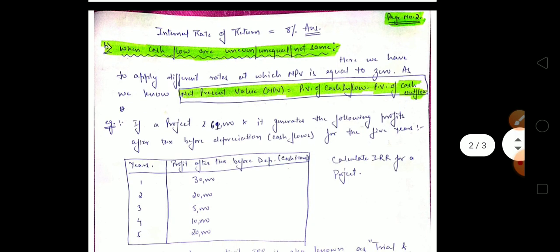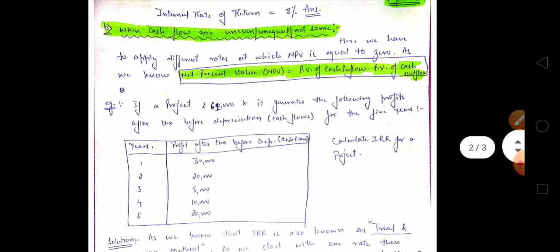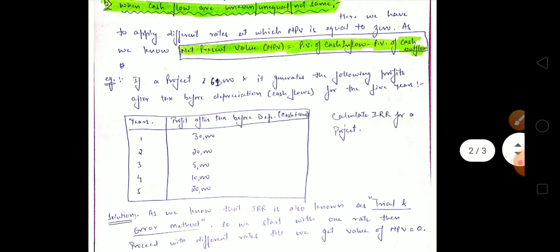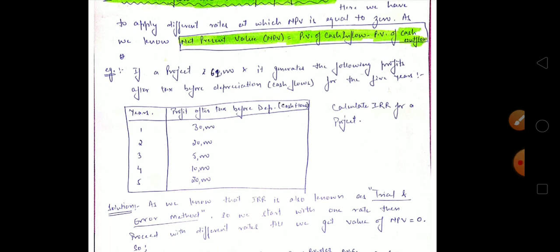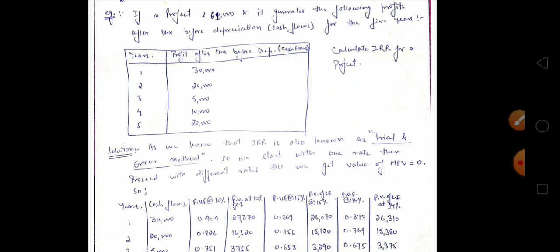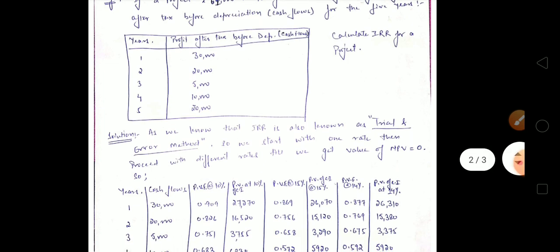The second case is when cash flows are uneven, unequal, or not the same. Here we have to apply different rates at which NPV is equal to 0. We know how to find NPV; we discussed that in the previous lecture. NPV is the difference between the present value of cash inflow and the present value of cash outflow. Let's take an example. The project costs rupees 61,000 and it generates the following profits, that is, profit after tax before depreciation. We know that the cash flows are equal to profits after tax before depreciation, given for 5 years: 30,000, 20,000, 5,000, 10,000 and 20,000.